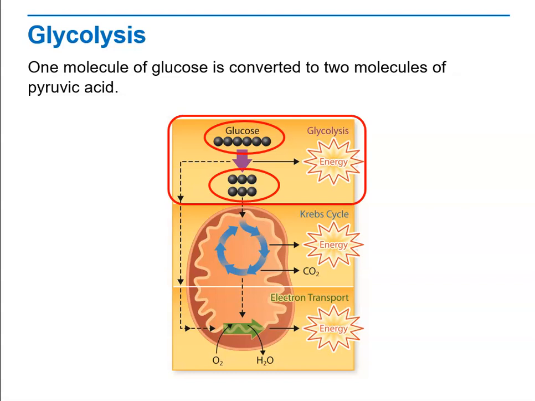How many carbons does each molecule of pyruvic acid contain? You can see on this model that each molecule of pyruvic acid contains 3 carbons. That's because the glucose contains 6 carbons. When it was split in half, each half got 3 carbons.